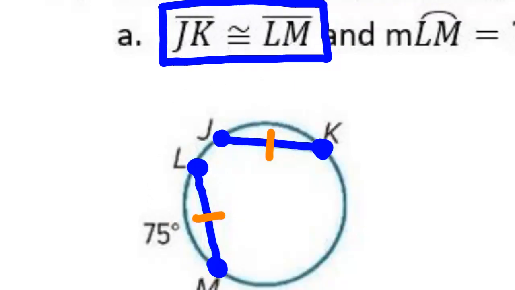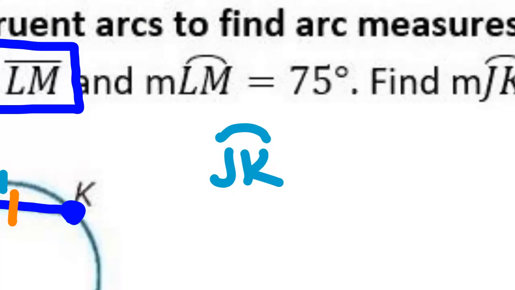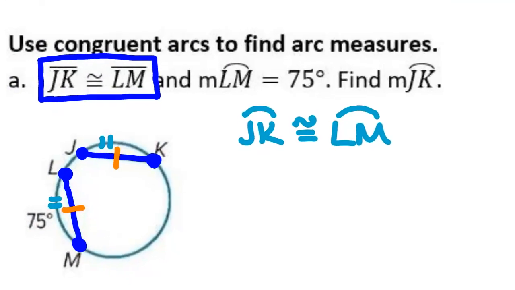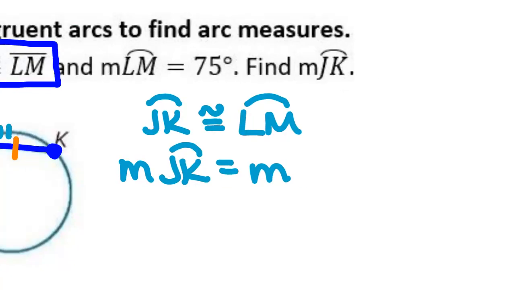So I'm going to mark that on my picture. I'm going to put two little congruence marks on those arcs. And we have arc JK congruent to arc LM. So that means the measure of arc JK is equal to the measure of arc LM.